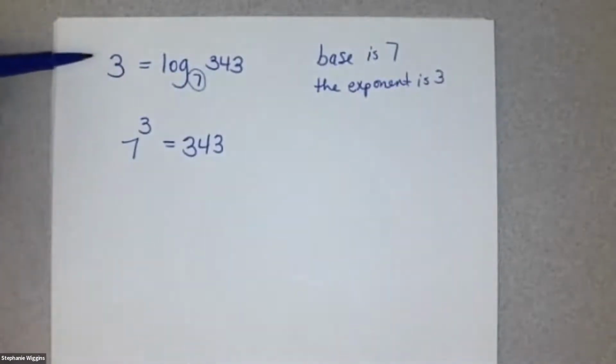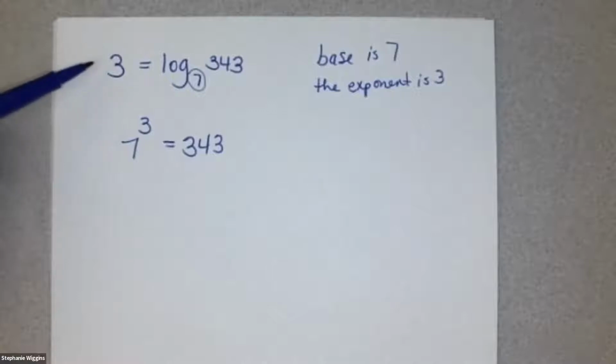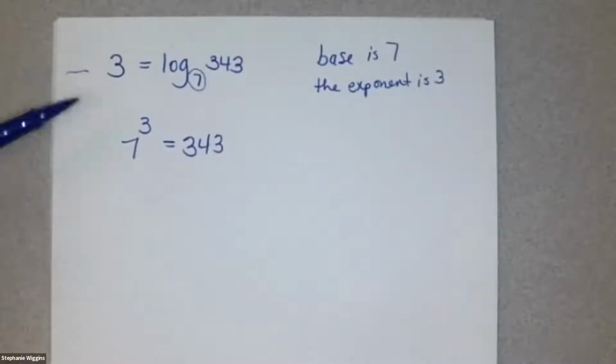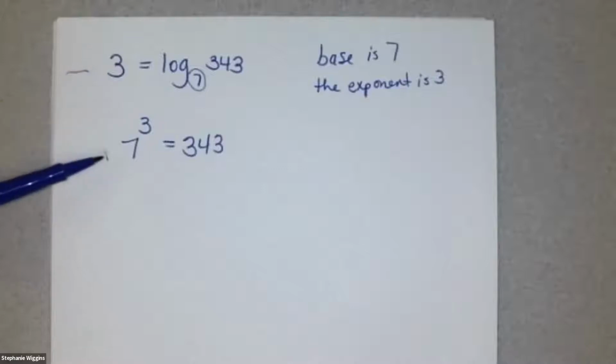This is logarithmic form. This is exponential form. These two statements are saying the same thing in a different way. This is using a log, and this is using an exponential equation. So you're saying the same thing, but just in a different way.